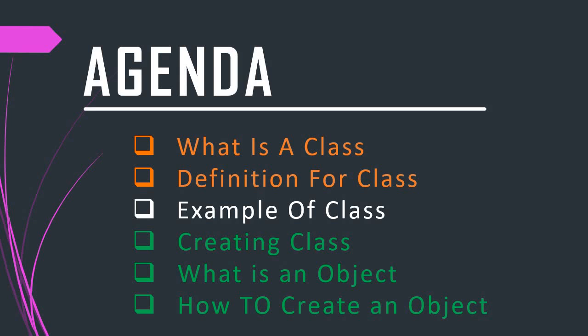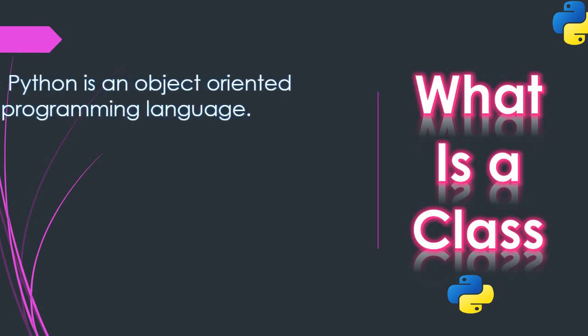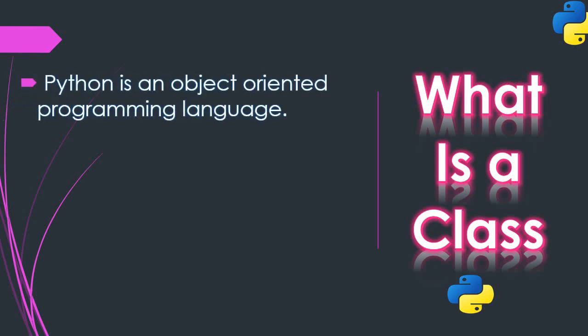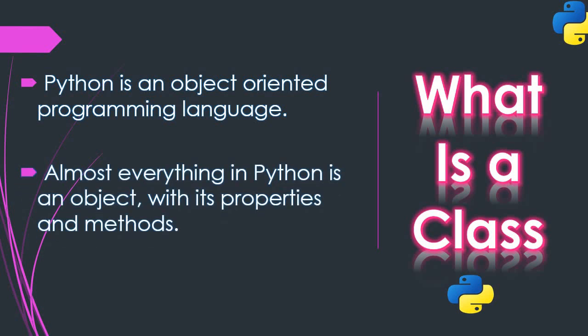So let's quickly get started. First of all, let's see what is a class. As all of you know, Python is an object-oriented programming language. Almost everything in Python is an object, which has some properties and methods. In our previous sessions, you have learned about variables, and you know that everything in Python is an object. So if we are creating an integer variable, that variable belongs to a class, the int class.